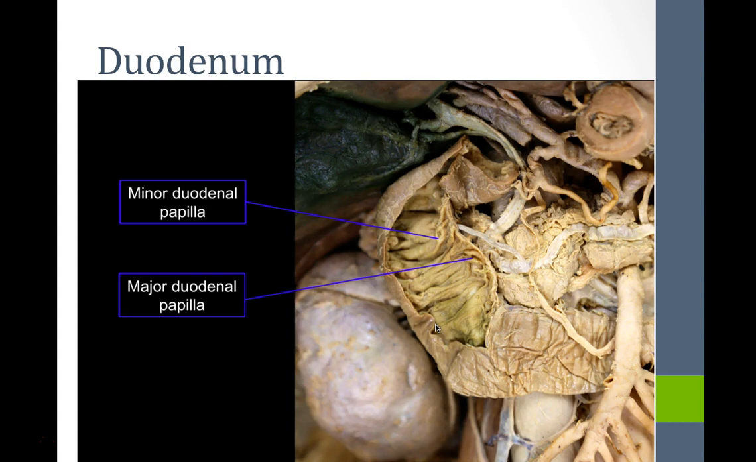Now let's take a closer look at the duodenum here. In this dissection, they have cut through the duodenal wall, and you can see an opening here. This would be your major duodenal papilla, again allowing bile and pancreatic juices to move into the duodenum. And then sometimes we will have this minor duodenal papilla that will allow pancreatic juices into the duodenum as well.